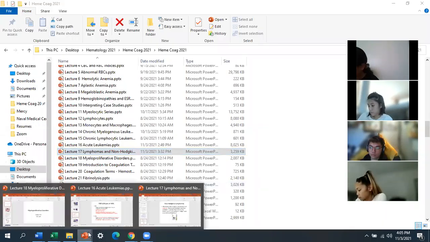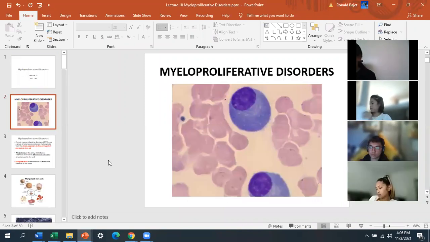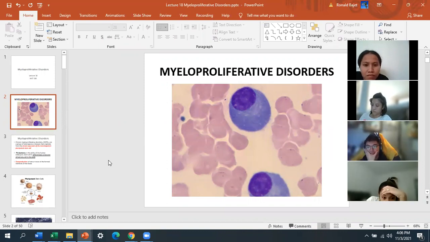So today, I'm going to talk about the myeloproliferative disorders. So you all know what this is, right? Anybody, just shout it out. What do you see here? Anybody, please? Myeloblasts? What was that? Myeloblasts? No, no, it's not a myeloblast.